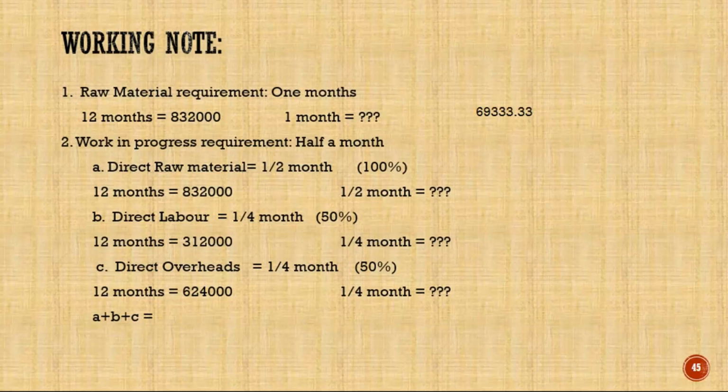Here, raw material requirement is 69,333.33. Then in WIP, requirement of raw material is 34,666.67. Direct labor requirement is 6,500. Direct overhead requirement is 13,000. And by this way, we arrive at work in progress requirement as 54,166.67.